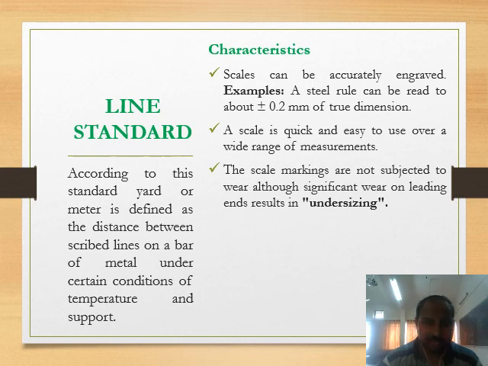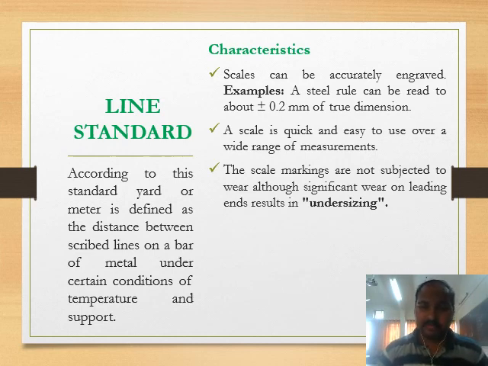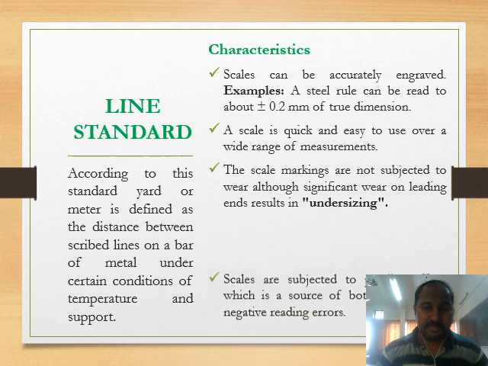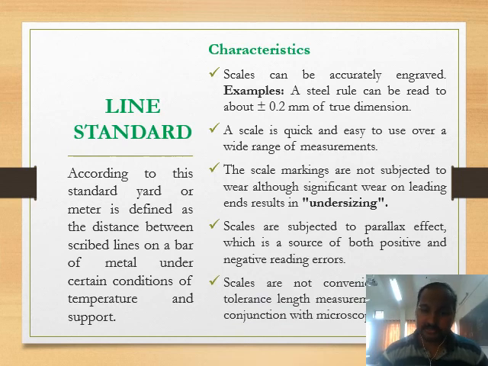The scale markings are not subjected to wear, although significant wear on the leading end results in undersizing. For example, if the beginning of the scale is worn out, it will obviously cause an undersizing error. The next characteristic is the parallax effect, because each line needs to be drawn parallel to each other. So the parallax effect is inherent in this kind of scale, and it is a source of both positive and negative reading errors.